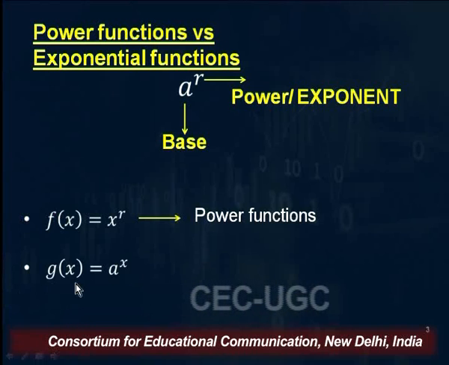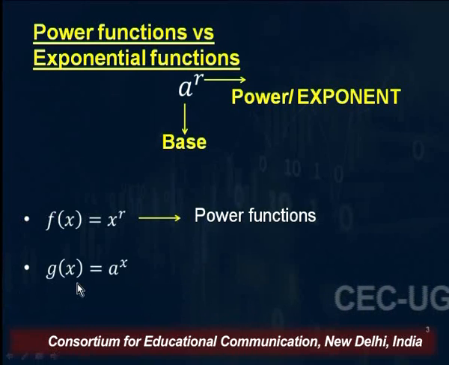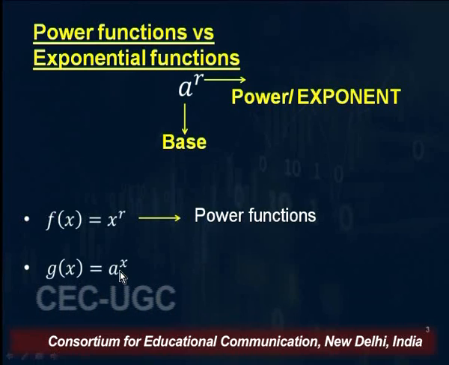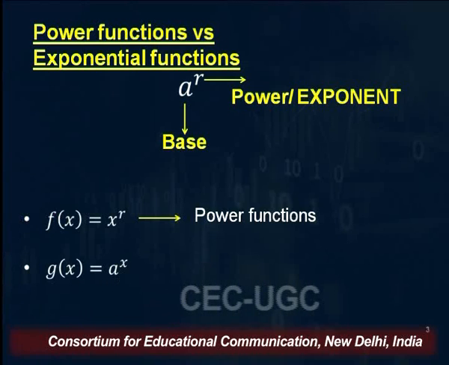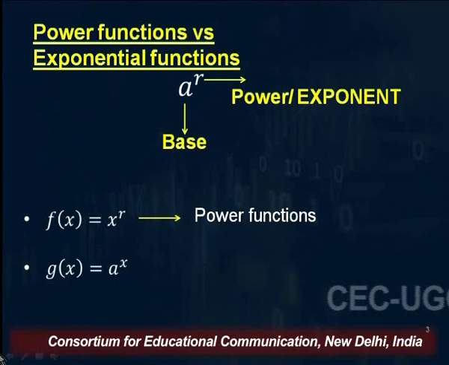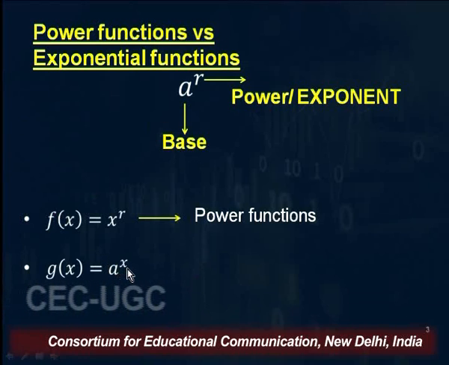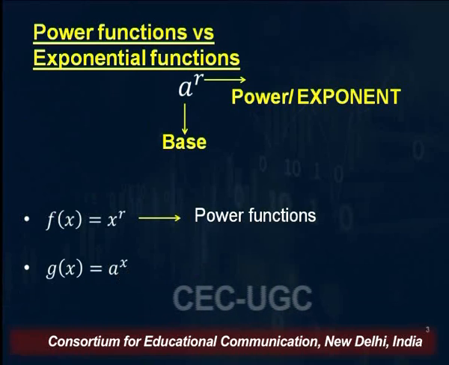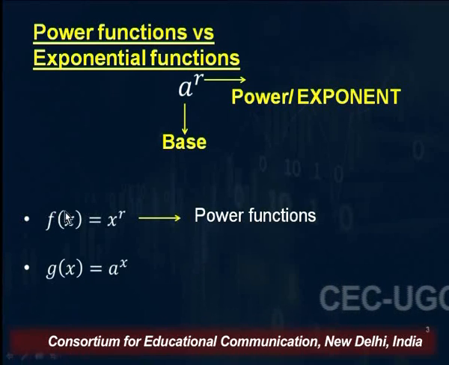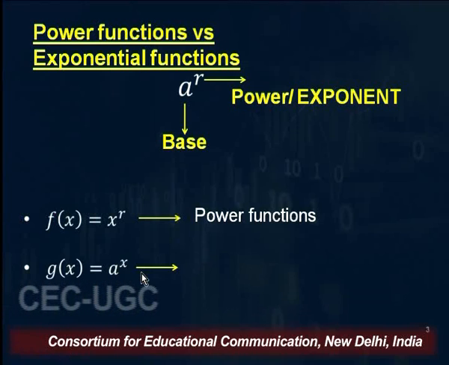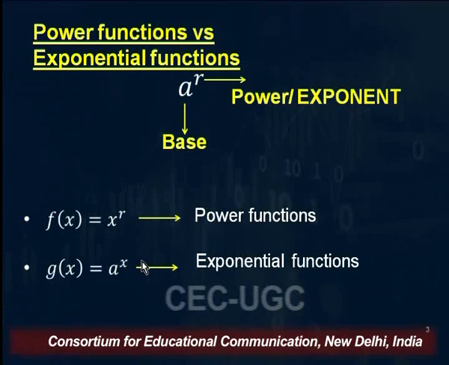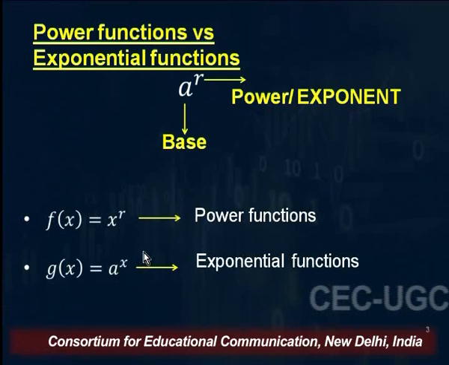Now, if we, however, specify a function g of x equal to a to the power x, here you notice that the independent variable x now appears as the exponent. It's not the base anymore like we had in a power function. So here it is the power that varies, whereas the base remains a constant. In this case, it is a. This is then the specification of what we call exponential functions. This is a distinction which is very crucial, so all of you please make a note of it.